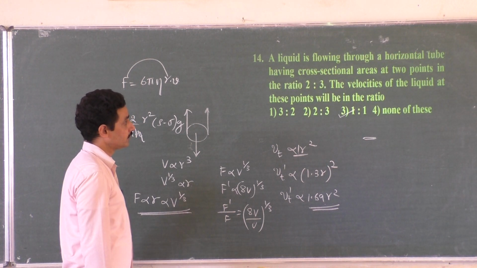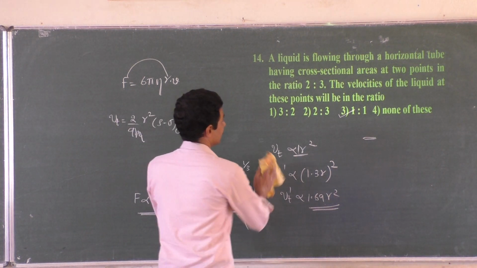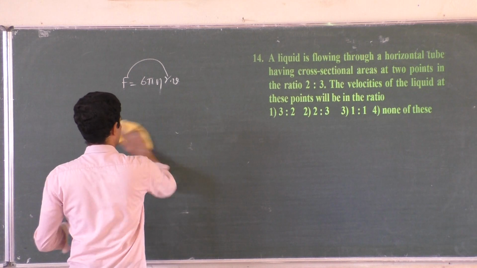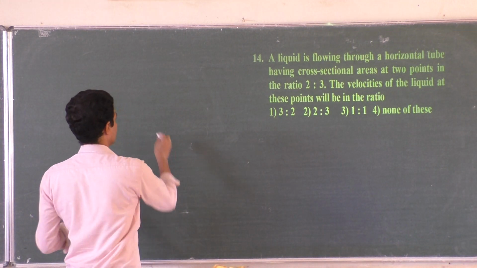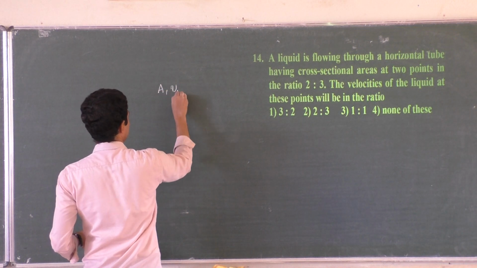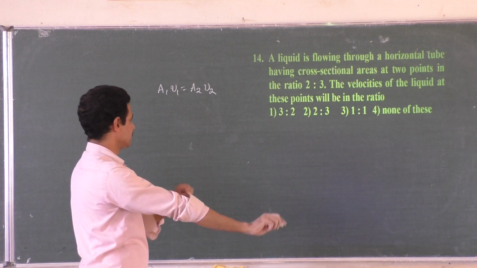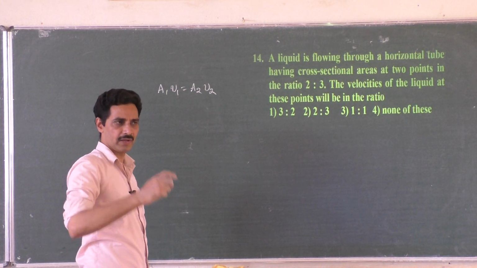A liquid is flowing through a horizontal tube having cross-sectional areas at 2 points in the ratio 2:3. Okay, areas are 2:3. The velocities of the liquid at these 2 points are: A1 V1 must be equal to A2 V2. The volume of liquid flowing per second must be the same everywhere. Even if it is narrower, water flows with the higher velocity.